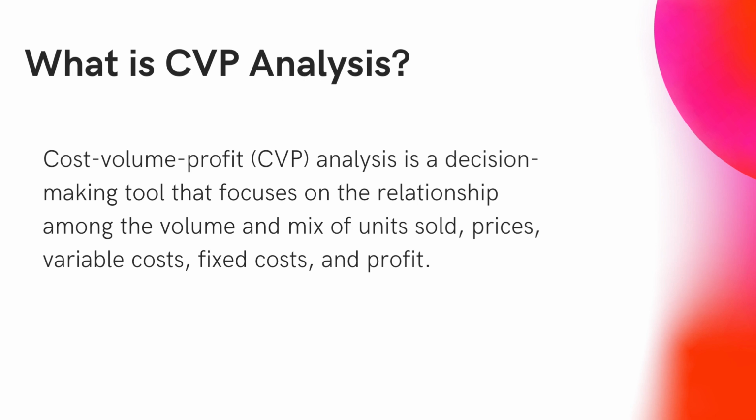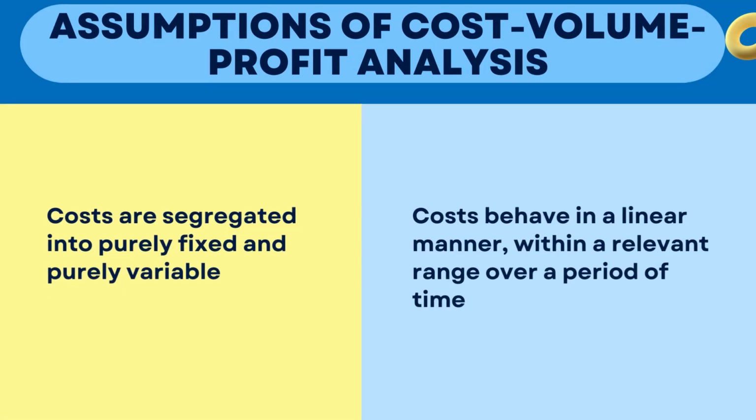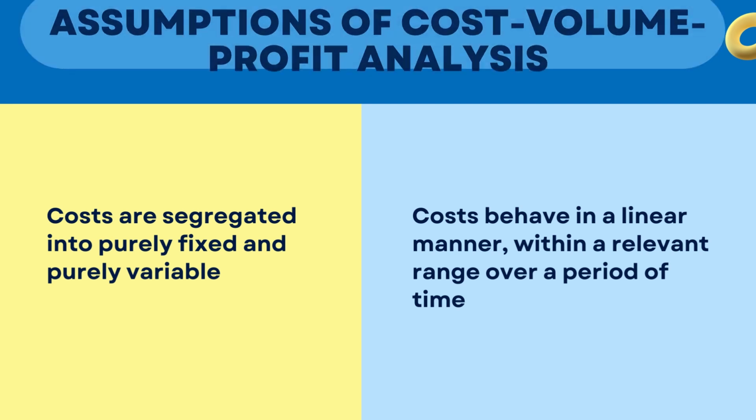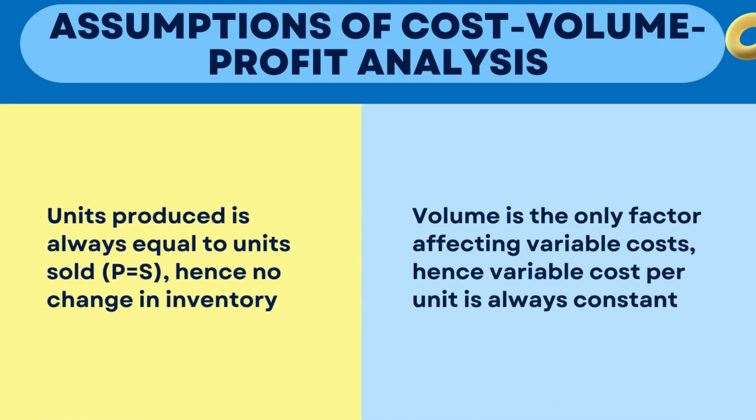So there are certain assumptions in the cost volume profit analysis method. So these are the assumptions. So these are constant assumptions. First is that costs are segregated into purely fixed and purely variable. So alam niyo na yung anong fixed and variable cost sa previous lessons. Next, the costs behave in linear manner within a relevant range over a period of time. So ang behavior ng cost from variable to fixed is linear ang iyahang behavior or on a straight line.